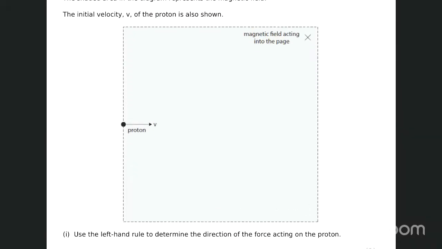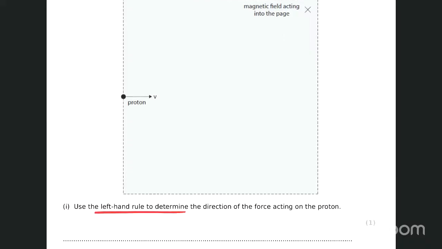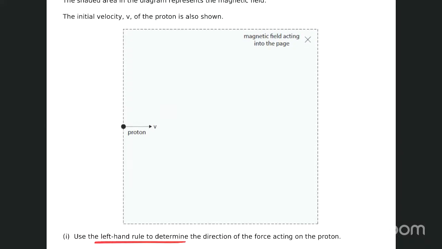So here, they have given: use the left hand rule to determine the direction of the force acting on the proton. So in this case, I can't draw the magnetic field which is going towards the paper, so I'll just imagine something like this. So this is the proton. The magnetic field is moving towards the paper like this, right?